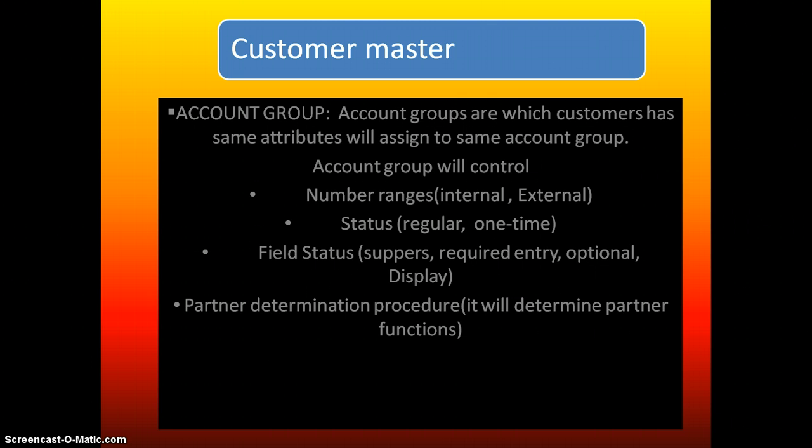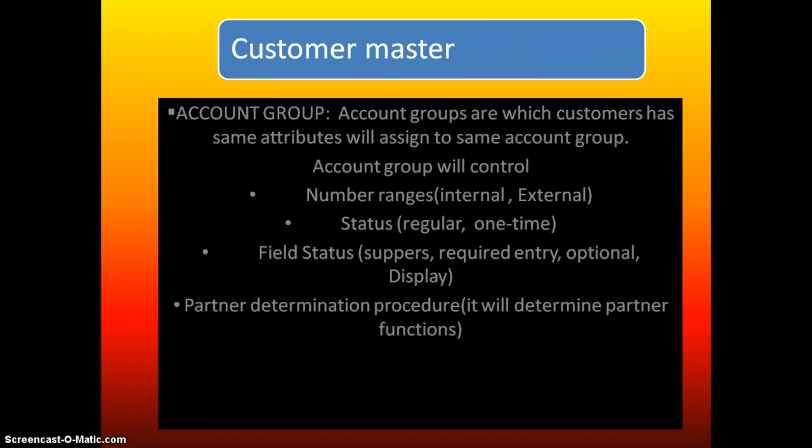Then we don't need to maintain the address and most of the details for that one, because each customer has their own details. If you create the customer master with dummy or one-time customer details, then when you create the sales order it will pop up and ask you to give the details: address, location, and these things. And field status, like required, suppress, optional, display, is also controlled by the account group.